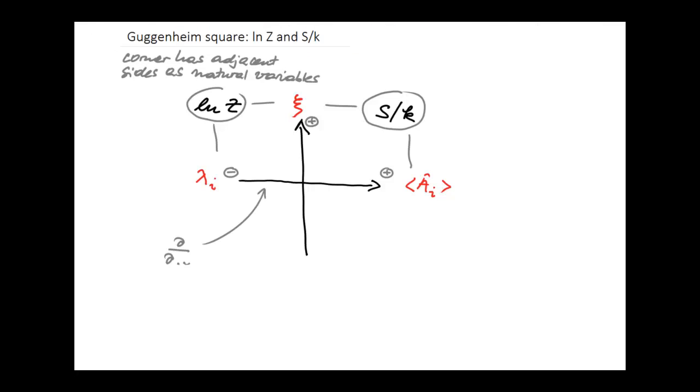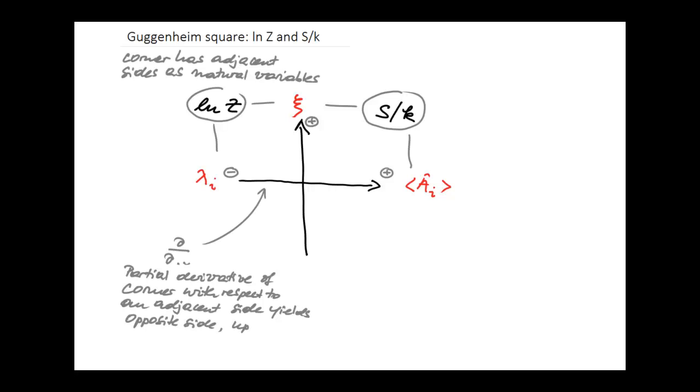So let me write this down in words. So partial derivative of a corner with respect to an adjacent side leads to the opposite side, up to a sign, which is minus if at tail, or plus if at top of an arrow. You can check that this works also the other way around.